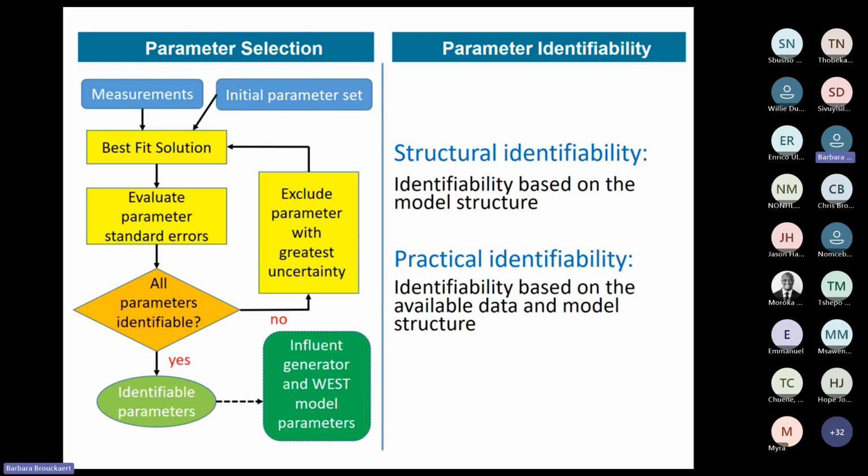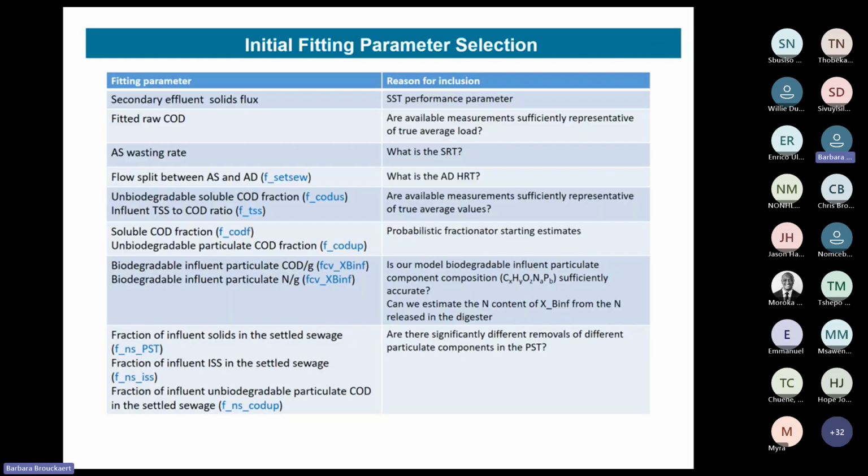A lot of thought had to go into the initial fitting parameter selection, so they would answer the questions that we needed answered. So there were parameters for the influent fractionation, the missing internal flows, some component compositions, the relative removal efficiency of different components in the primary settler, and the representativeness of some of the data sets.